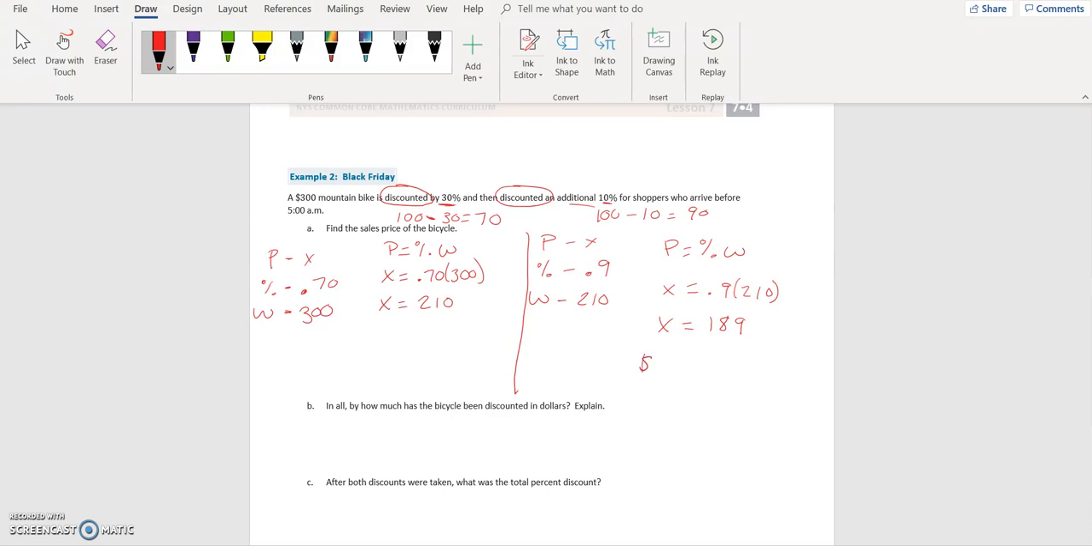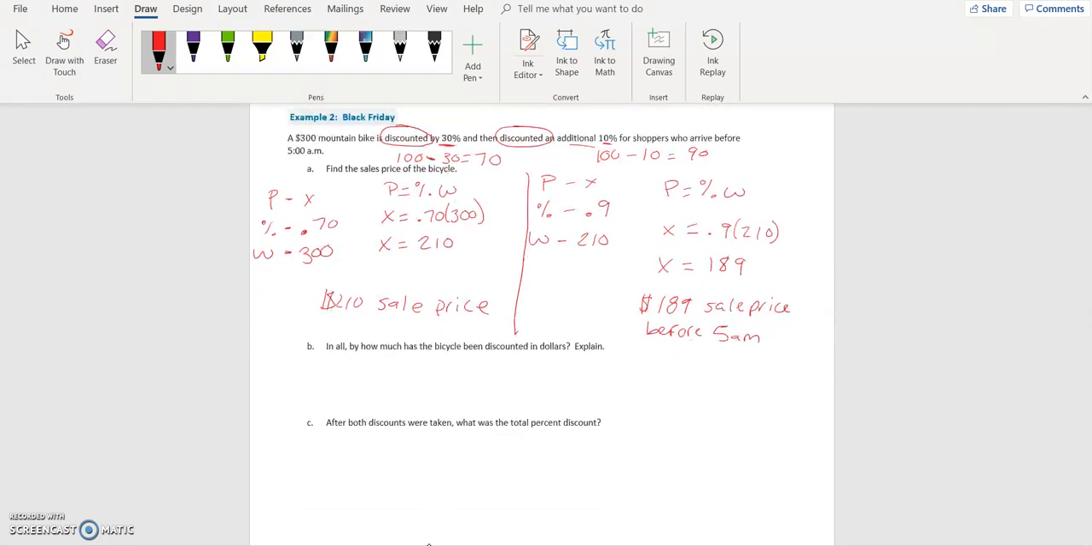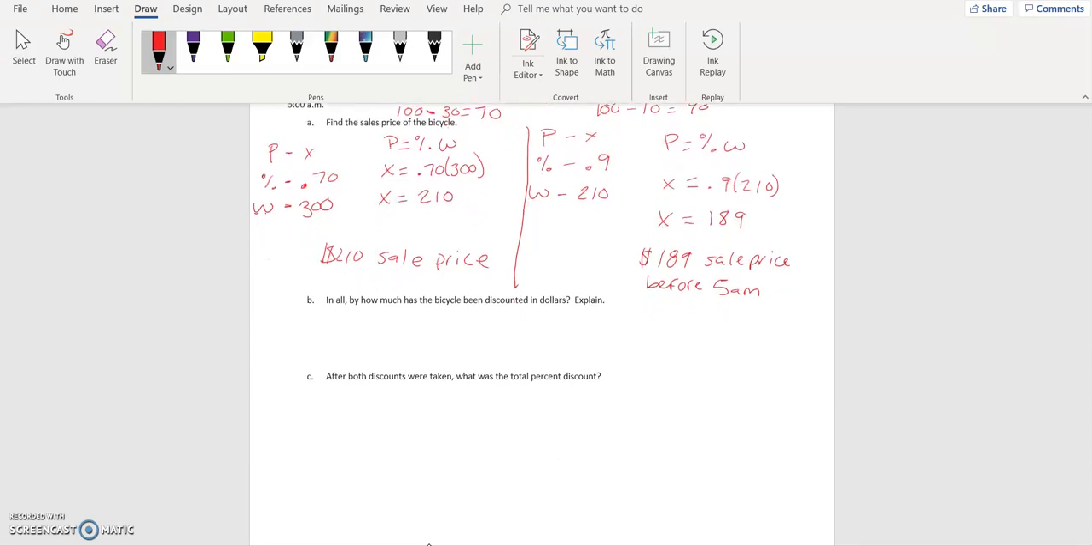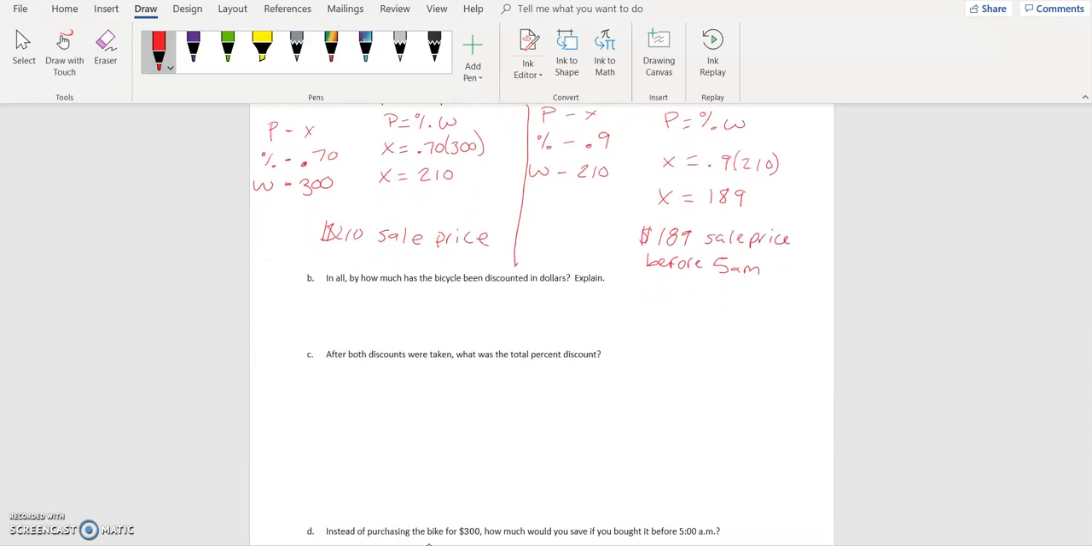So $189 is the sale price before 5 a.m., and then $210 is just the sale price. In all, by how much has the bike been discounted, in dollars? Explain, and you will find that in part 2 of this video.